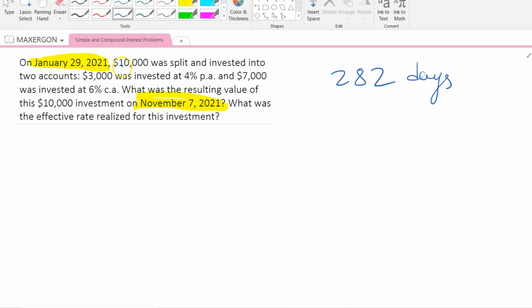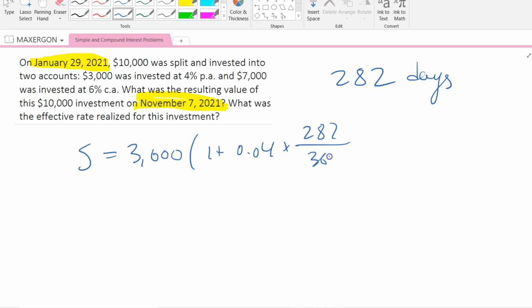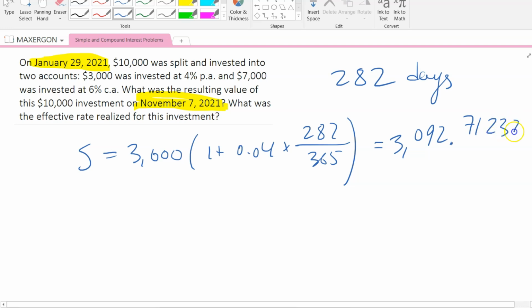Now, this $10,000 was split. Let's find future value of $3,000 first. So simple future value is going to be 3,000 times 1 plus 0.04 times 282 divided by 365. That gives 3092.712329.